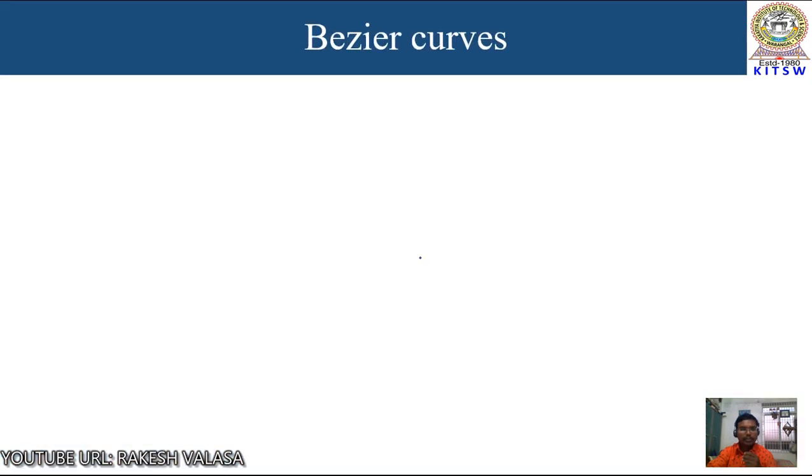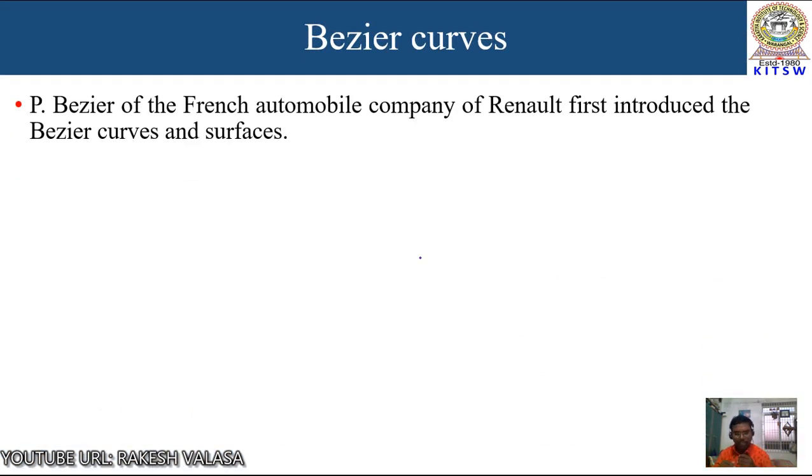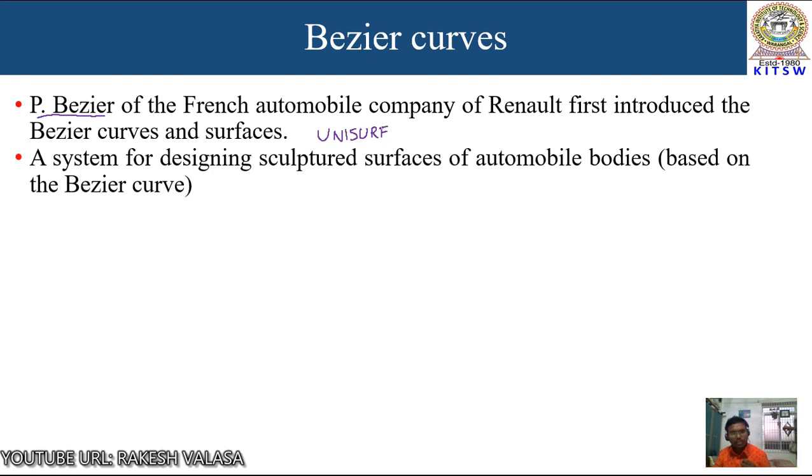Okay, coming to this topic, Bezier curves and surfaces are introduced by P. Bezier of the French automobile company of Renault in the year of 1962. He used this type of curves and surfaces in his software. The software name is Unisurface, which has been used by designers to define the outer panel of several Renault car bodies. These curves known as Bezier curves.